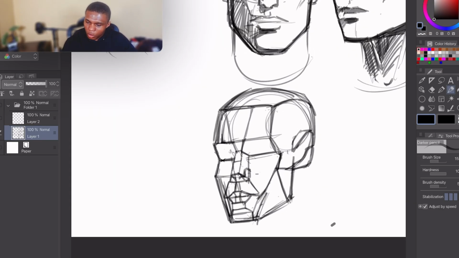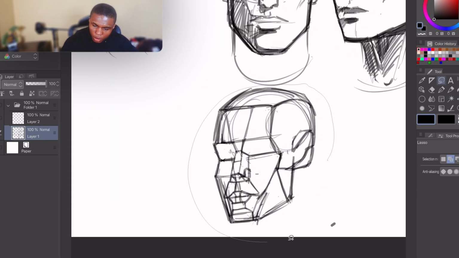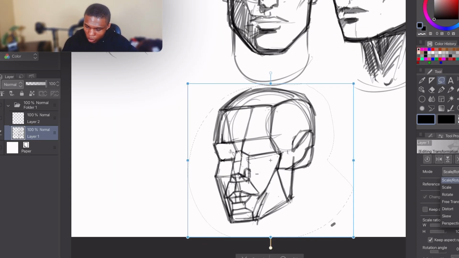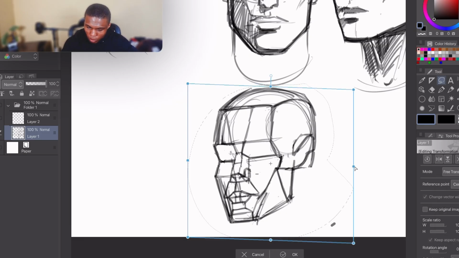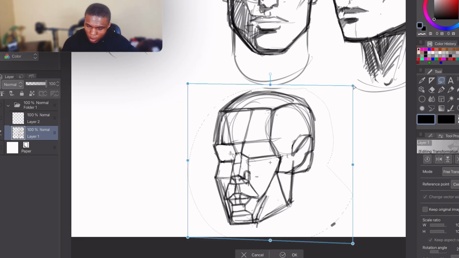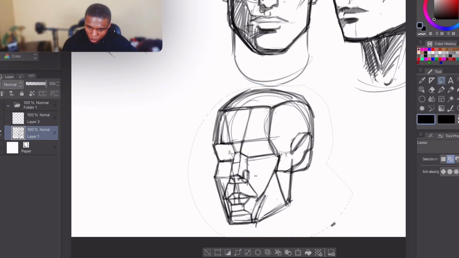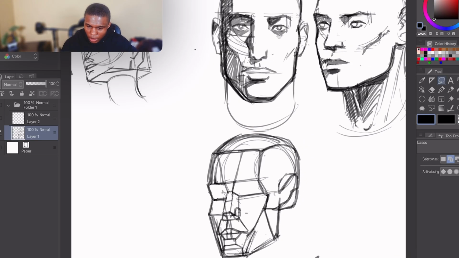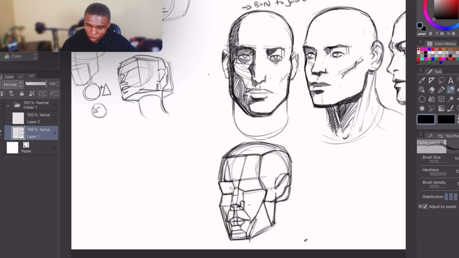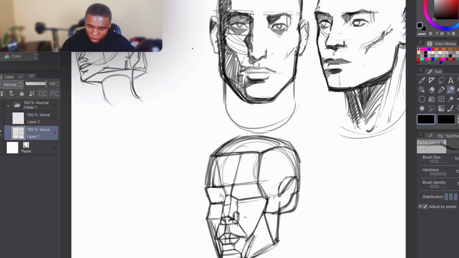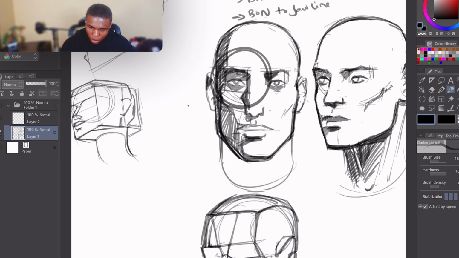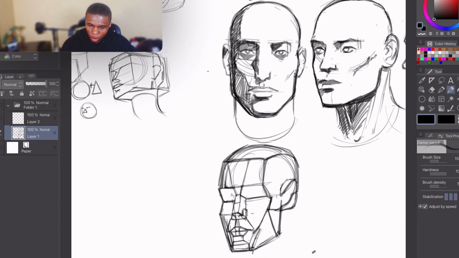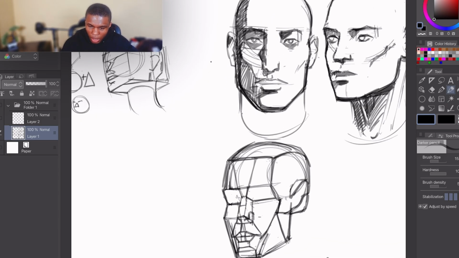But the planes look something like this, and they are important because when you start working with colors, you begin to see why the light is hitting a certain place and how to apply shadows. For instance, this image right here, when you look at it, you can see the light is coming from the right side, right?